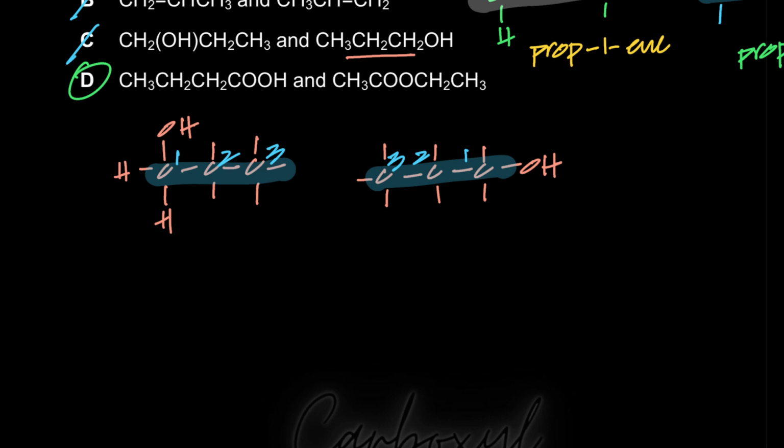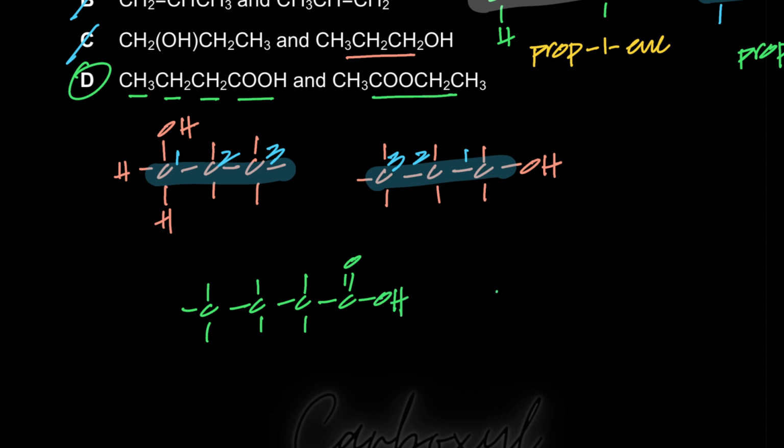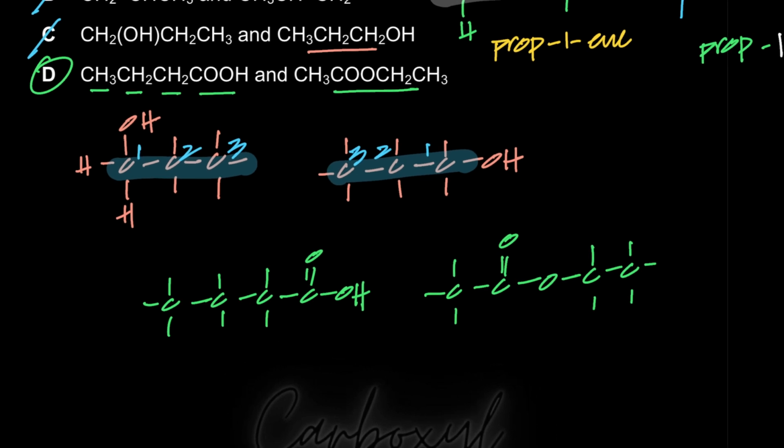So that's CH3 bonded to CH2 bonded to CH2 bonded to the carboxylic acid functional group, right? So CH3 bonded to CH2 bonded to CH2 bonded to COOH, which is the carboxyl functional group. And this particular one is CH3 bonded to C, double bonded to O, single bonded to O, bonded to CH2, bonded to CH3. So they have the same molecular formula. You can count the number of carbons, oxygens and hydrogens, but they have different structural formulas. They are functional group isomers.